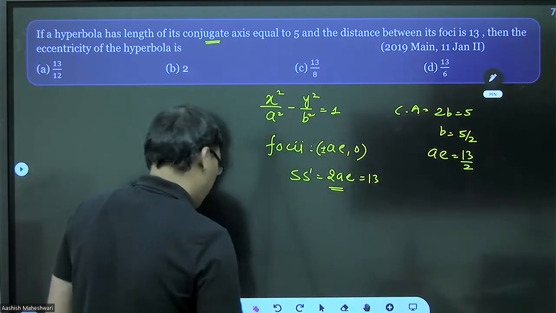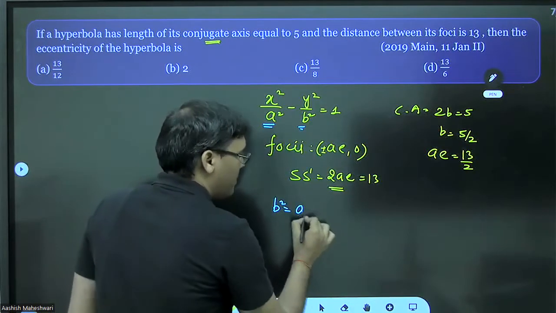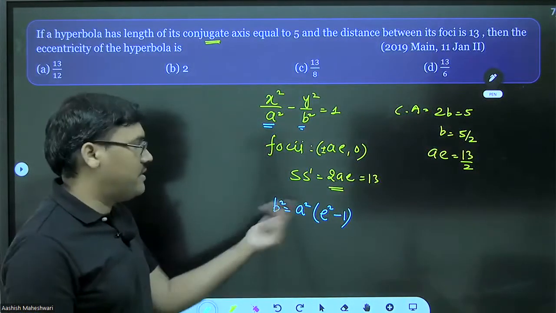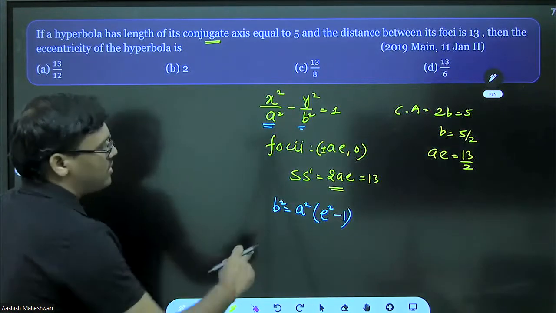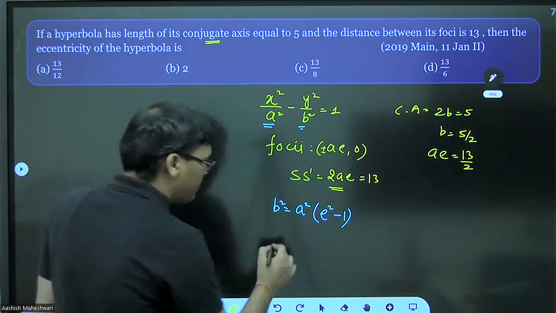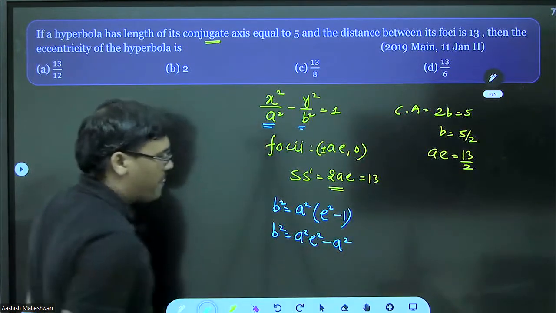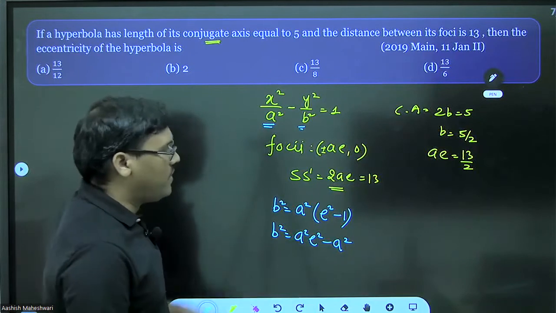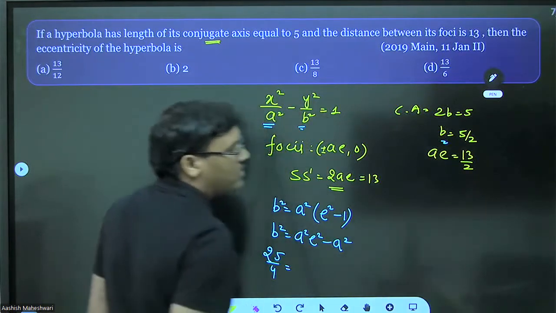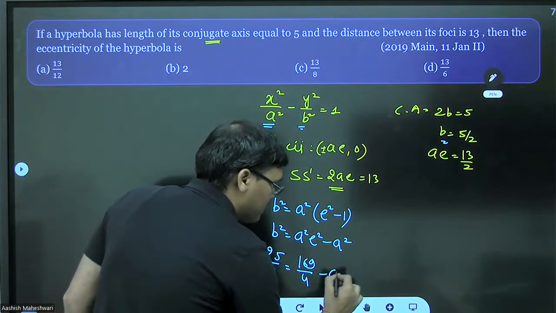So we have to find the eccentricity. We know the relation between a and b: b square is equal to a square times e square minus 1. This is the relation between eccentricity, b and a of the hyperbola. So b square is equal to a square e square minus a square. Now see, what is the value of b square? This is 25 by 4. What is the value of a square e square? This is 169 divided by 4 minus a square.